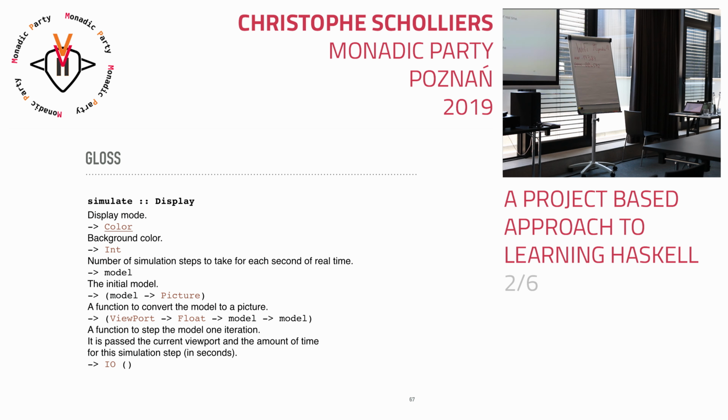And so it again gets this display, which is the window. Then it has a certain background color. Then it's taking a number, which is the amount of simulation steps to take for each second of real time. So that's like your frame rate, actually. And then it's getting the initial model. And then it takes a function which takes a certain model and converts it into a picture. And so this model is going to be the state of your game.